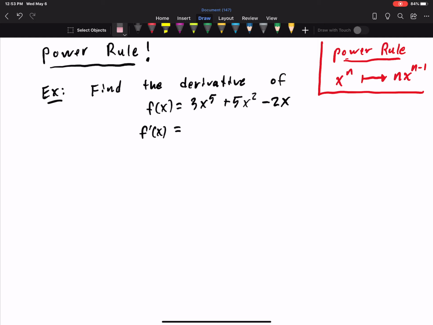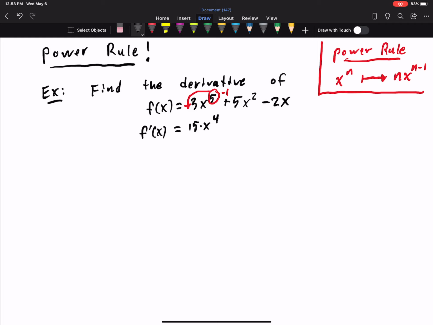All right? So with this in mind, taking a look at our first term here, we're going to take our 5, move it down in front. So that becomes 15 when you multiply the 3 into 5, times x, and then you have to subtract 1 from the exponent. So 5 minus 1 is 4. So you have a 4 in the exponent. Okay, so that's the derivative of the first term.